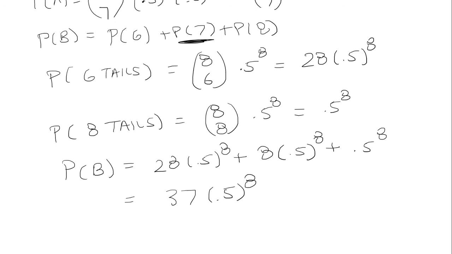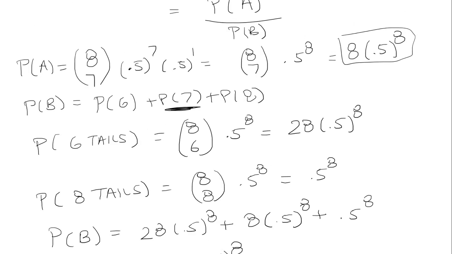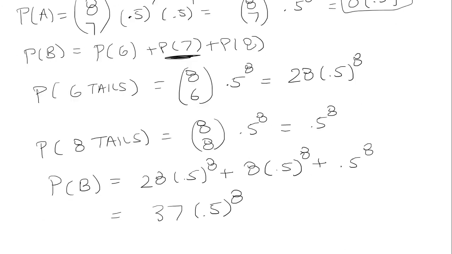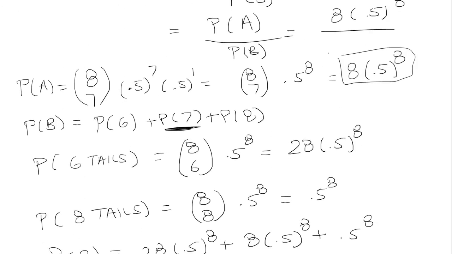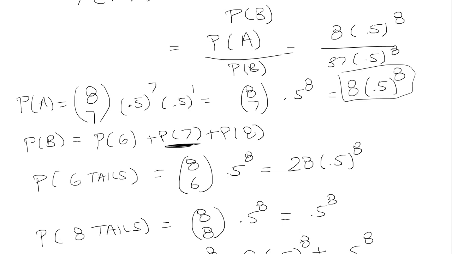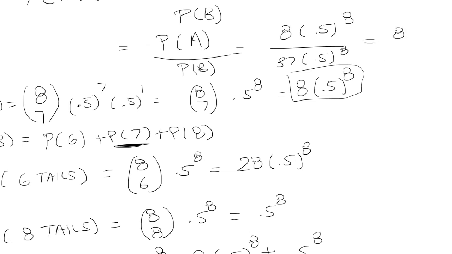Okay. So now we go back. So we're looking for probability of A divided by probability of B. Probability of A is over here. It's 8 times 0.5 to the 8th. Probability of B, we just said, was 37 times 0.5 to the 8th. And notice, it's good that I didn't expand the 0.5 to the 8th, because they're just going to cancel. And I'm left with 8 over 37 as our final answer.